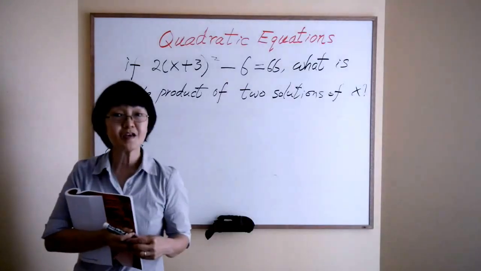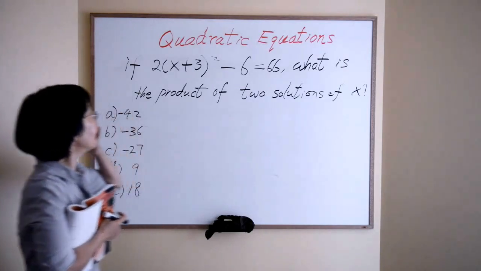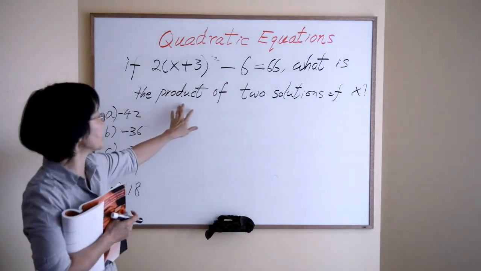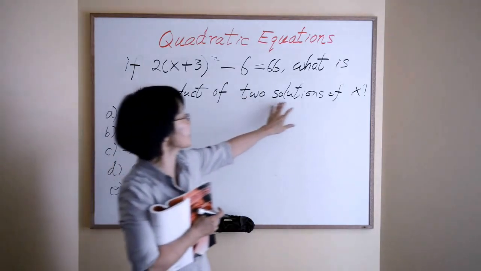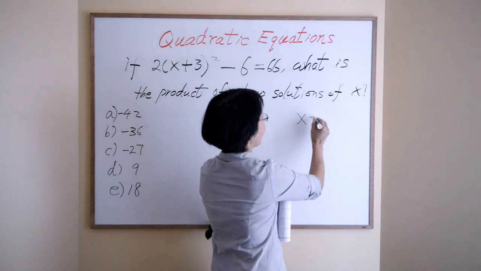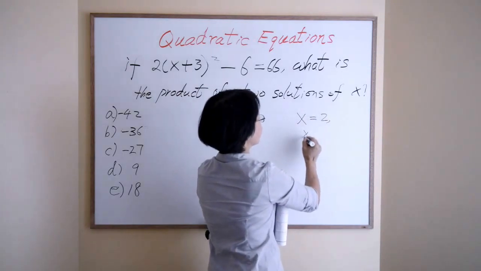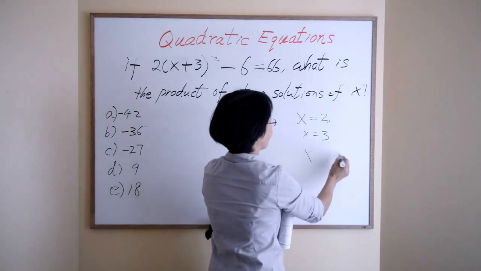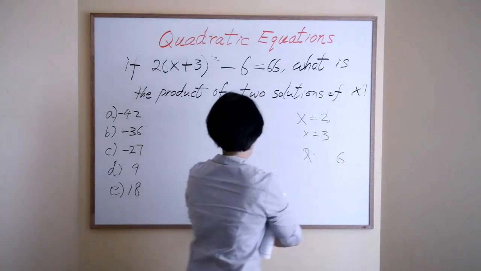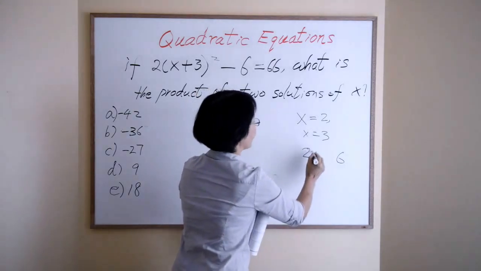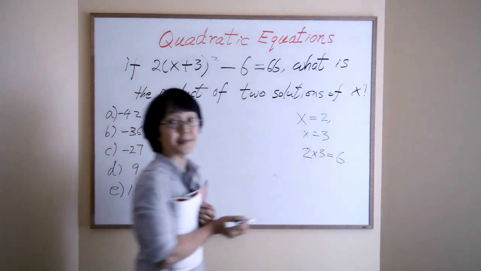If you have a question like this, they give you a quadratic equation and ask what is the product of the solutions. Product means, for example, if one answer is x equal to 2 and another is x equal to 3, then the product of the two of them will be 6. 2 times 3 equal to 6, so that's the answer. I'm just giving an example here.